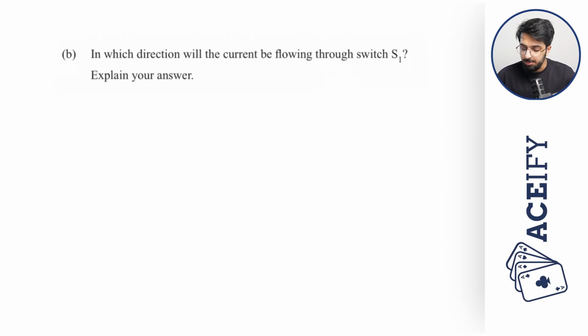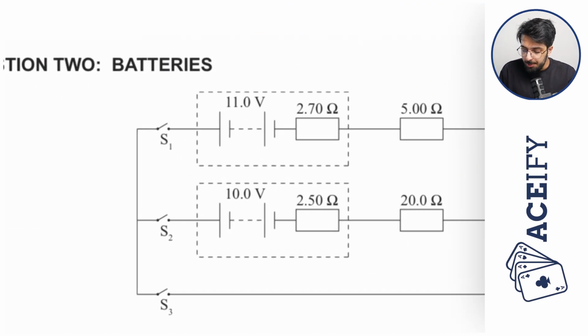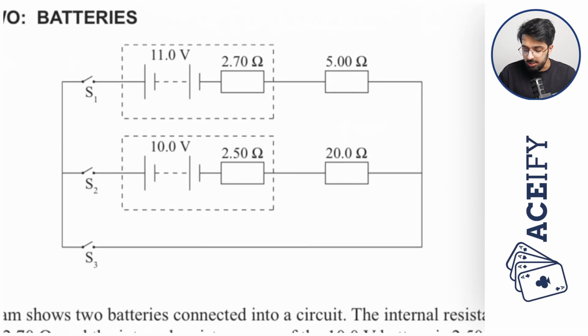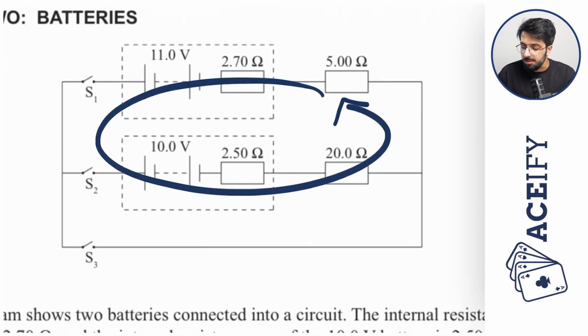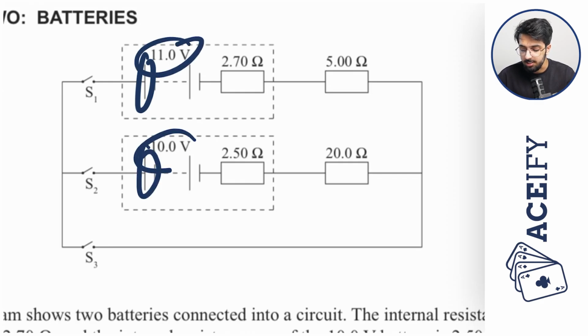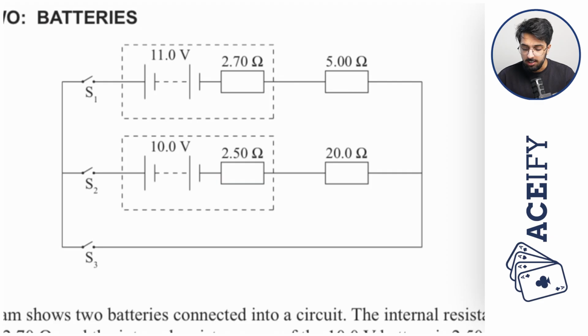In which direction will current be flowing through S1? Explain your answer. So the current will be flowing in this direction right here, okay? So in the anti-clockwise direction, so going in this direction right here, okay? The reason for that is because the positive terminal of this 11 volt has a higher potential than the positive terminal of this 10 volt, okay? And so therefore current flows from higher potential to lower potential.